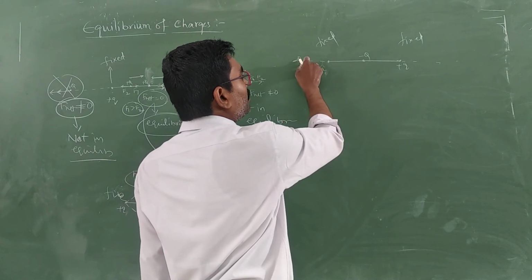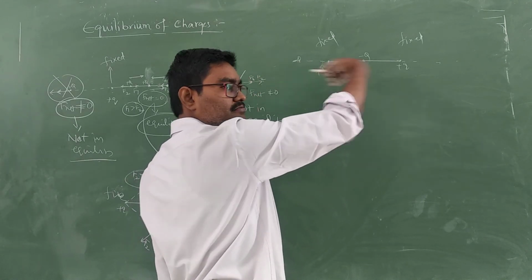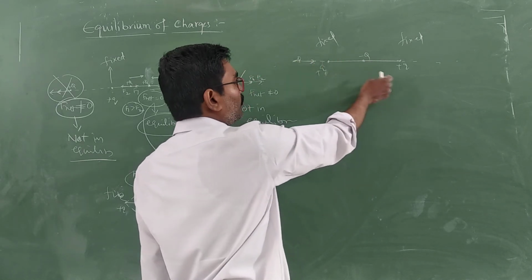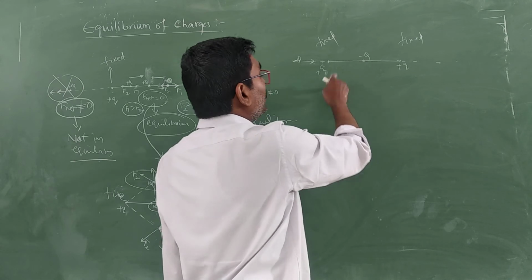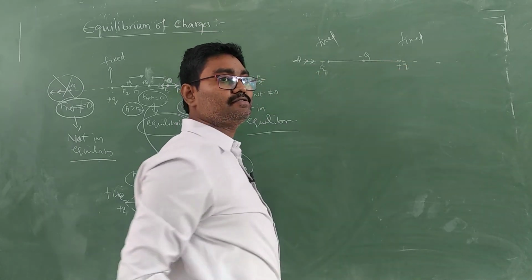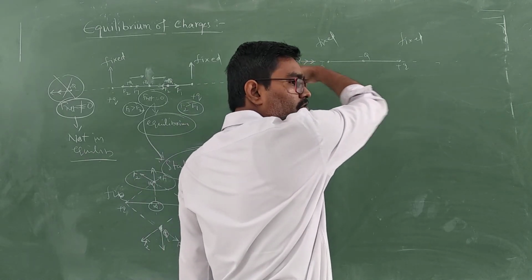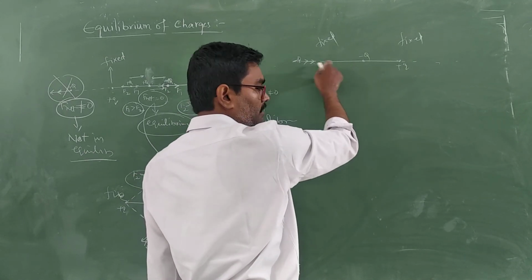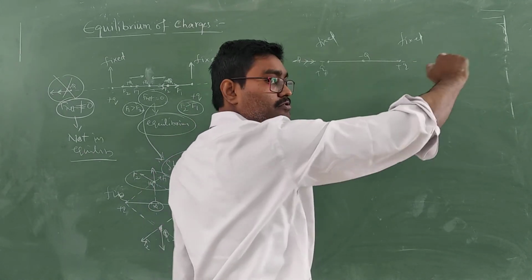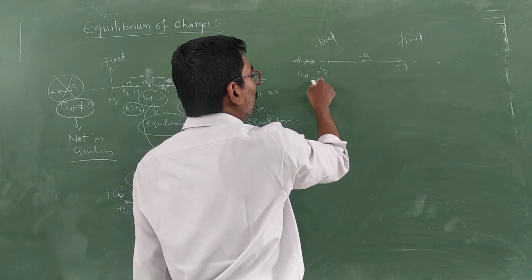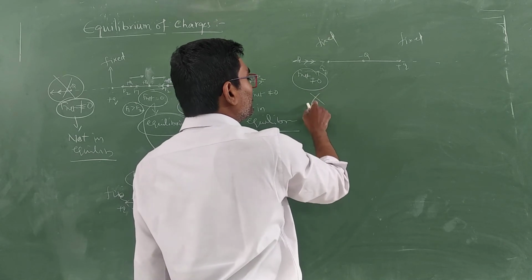This plus Q will pull it in this way. What about this other plus Q? Again, this also will pull in this way. Correct? So that means both of them will be pulling in one direction. Both are in the same direction, so F net is not equal to 0. So no equilibrium.